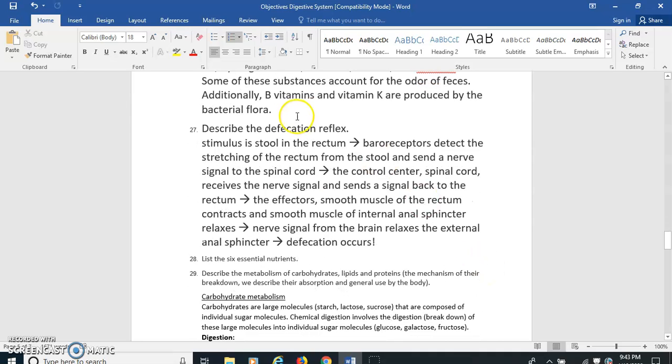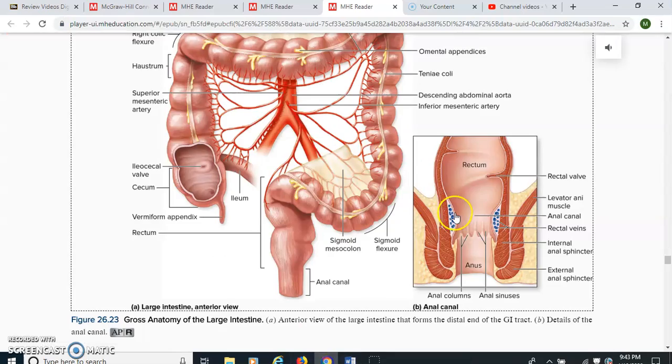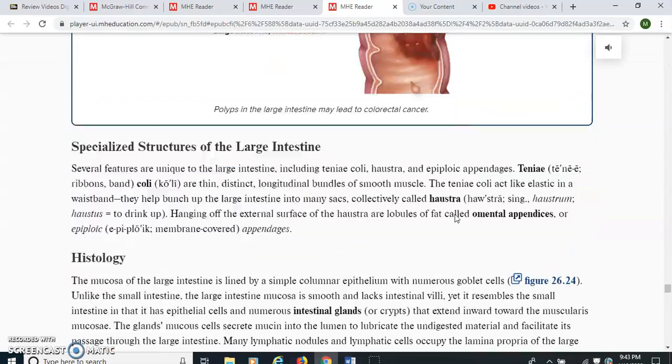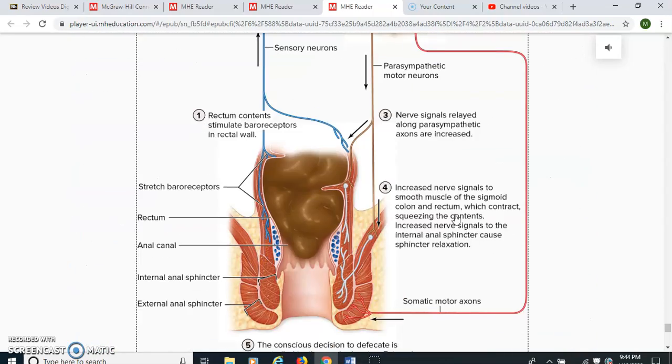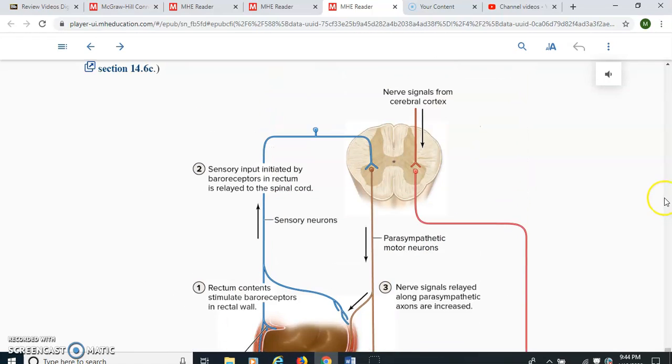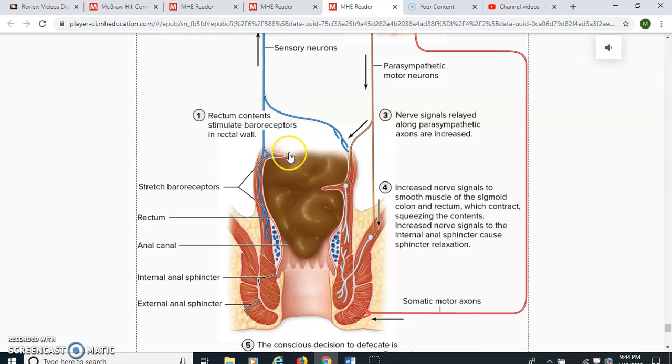All right, and then the last thing is to talk about the defecation reflex. So what the stimulus and the receptor and integration center and effectors are for that. And so we have a picture showing that. We'll find it. Here it is. We'll start down here. They break it down into 4 steps here.